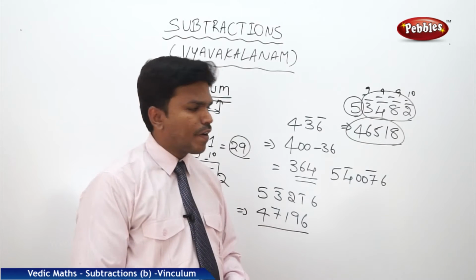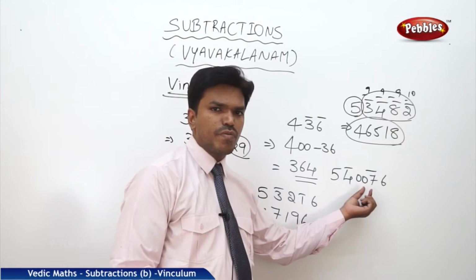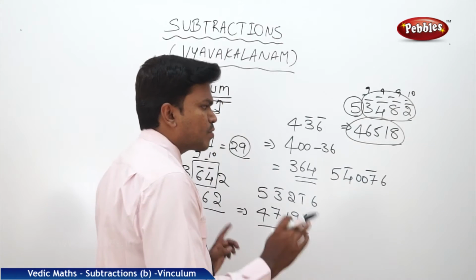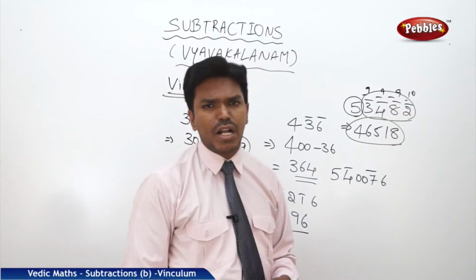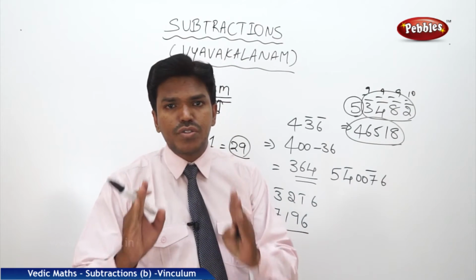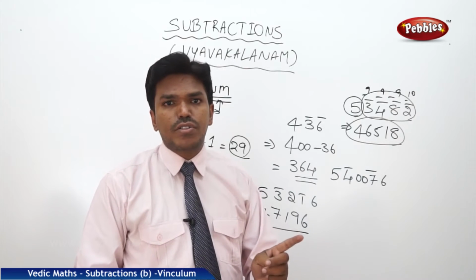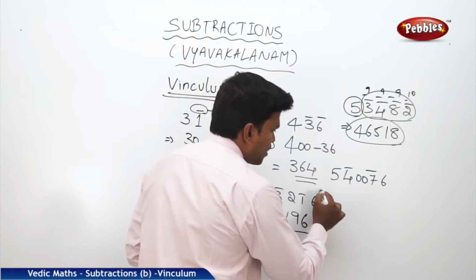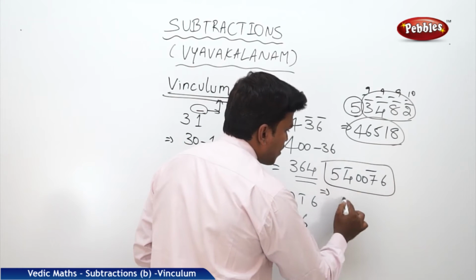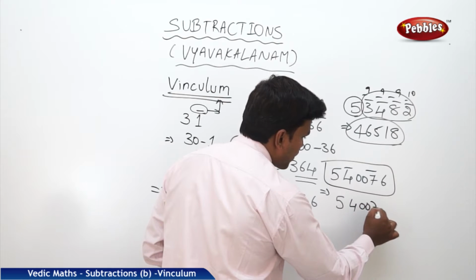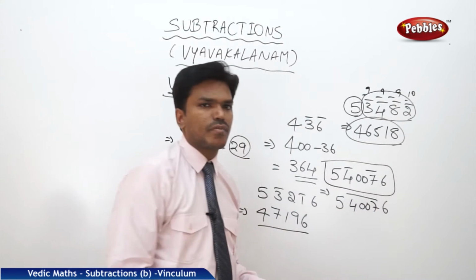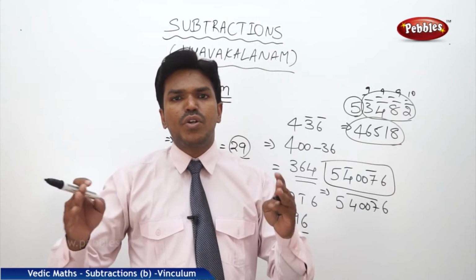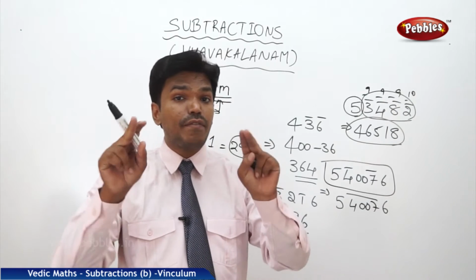If you observe, there are two zeros which are in between two non-zero digits. Whenever zeros are coming in between two non-zero digits, it doesn't matter whether it is 10 or 20, the complement will apply to those zeros also, that is, the Vinculum will apply. That means this number is the same as 54007 total bar 6. So the Vinculum is also applied for these two zeros, because they are in between two non-zero digits which are having the Vinculum.